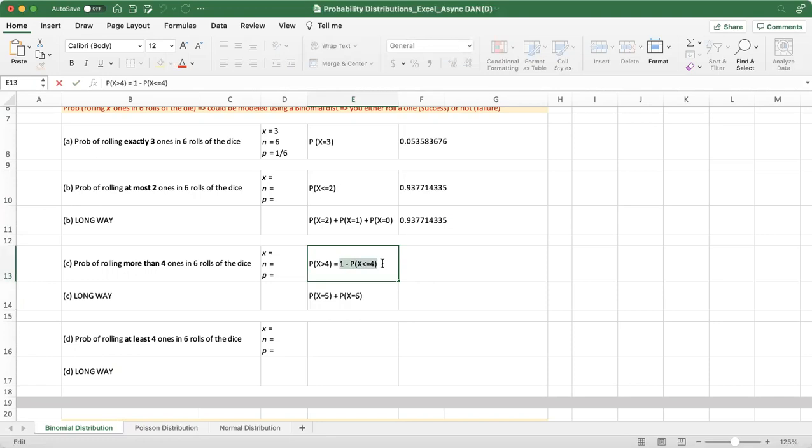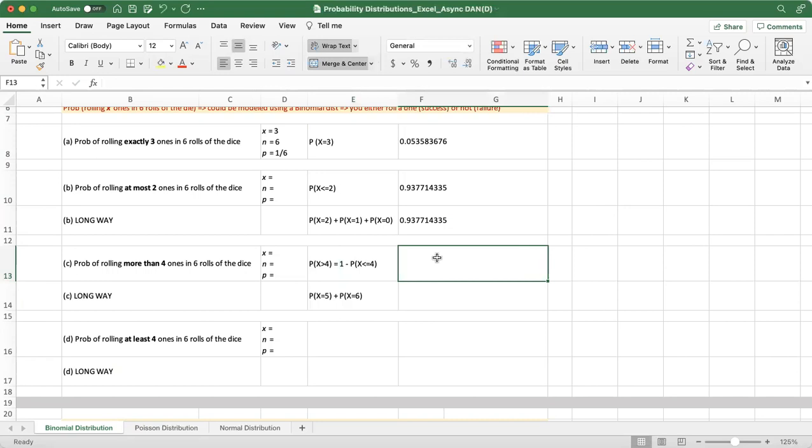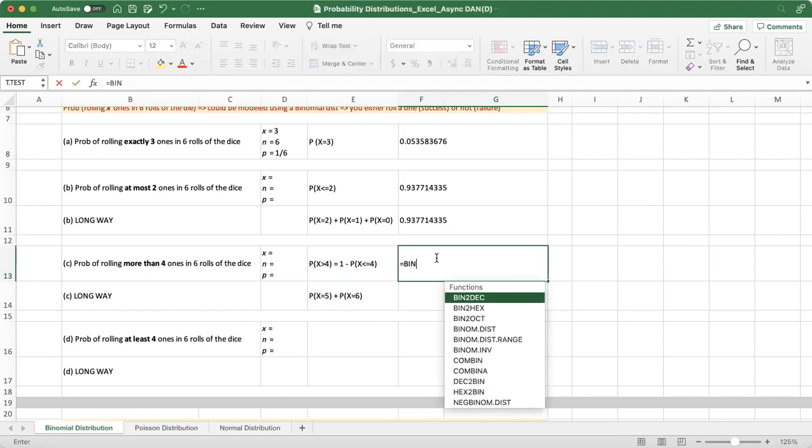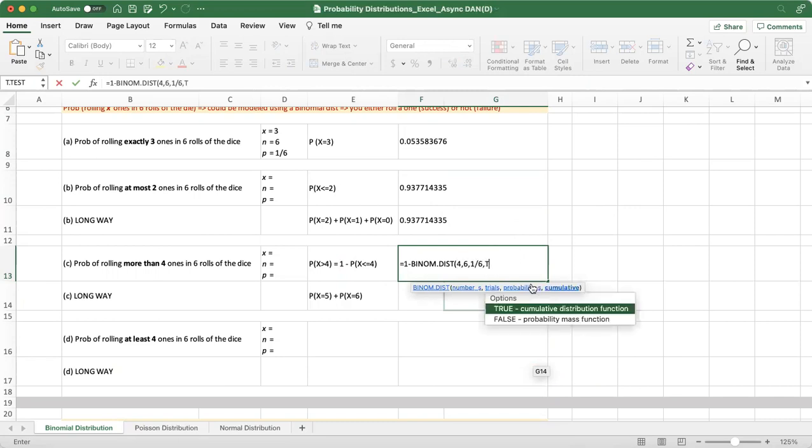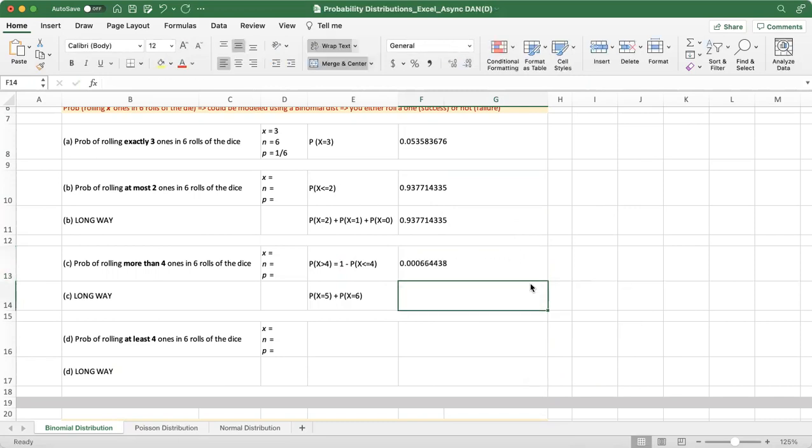And when I put it down this way, I can easily type in Excel's function and use the cumulative probability and compute the answers. So the answer is it's going to be 1 minus binom.dist, 4, 6, 1 by 6, true. And that's the answer. I'm going to encourage you to do this on your own using the long way and check if your answers are right.